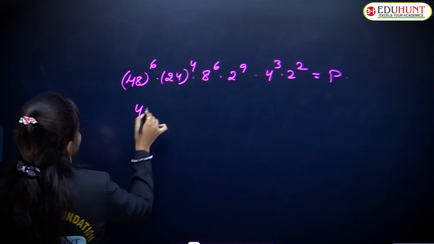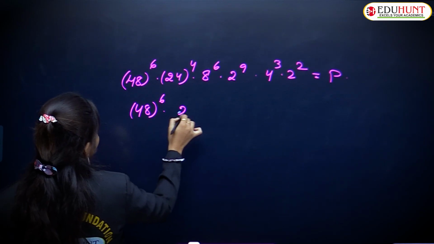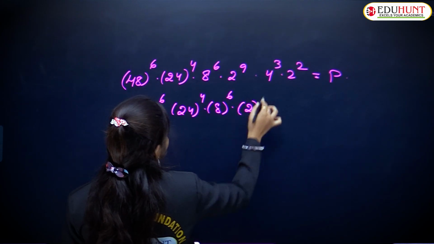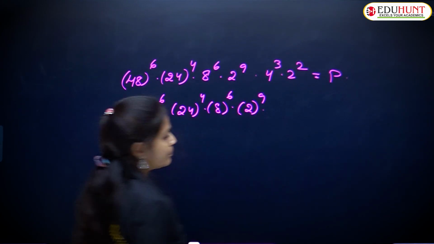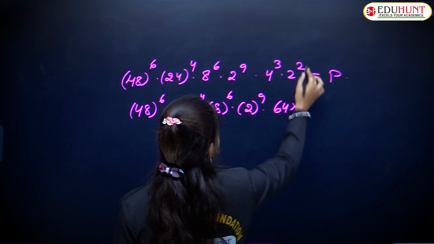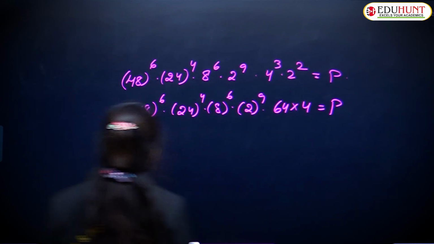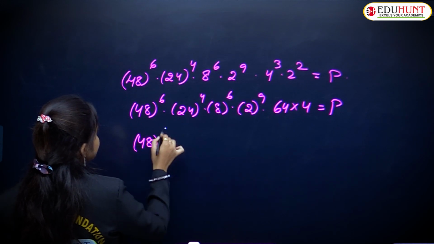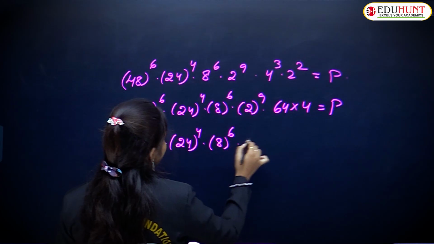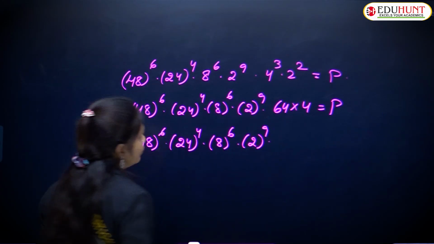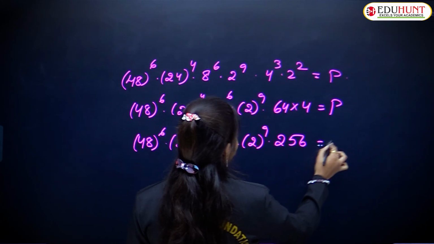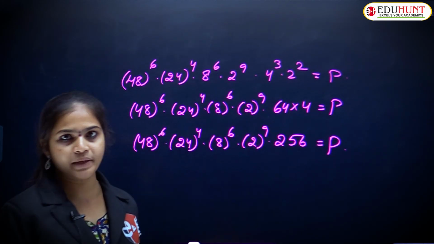So from this one, 48 power 6 into 24 power 4 into 8 power 6 into 2 power 9 into, here 4 cube, 4 4 16, 16 4 64, 64 into 2 square is 4, which is equal to p. So 48 power 6 into 24 power 4 into 8 power 6 into 2 power 9 into 64 into 4, which is equal to 256 is equal to p. So that is the value of p, okay.